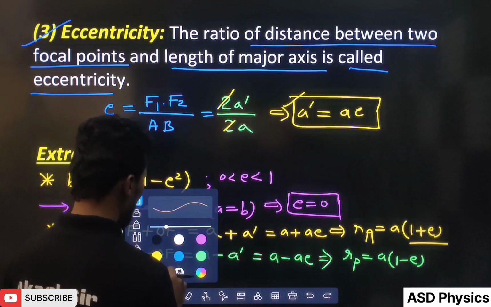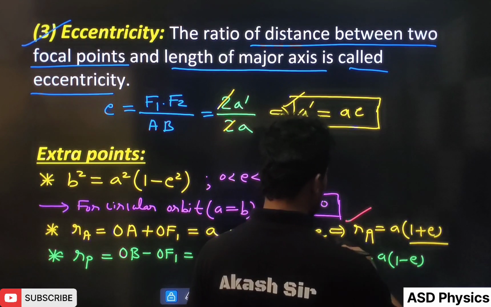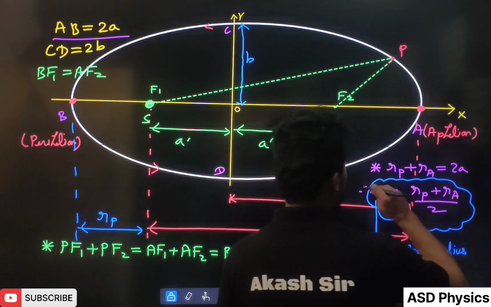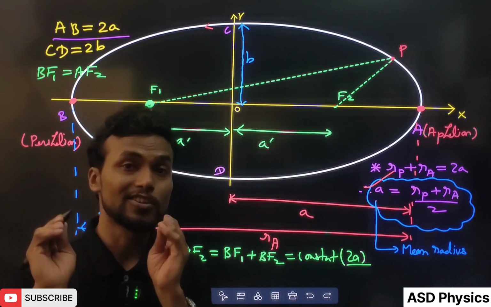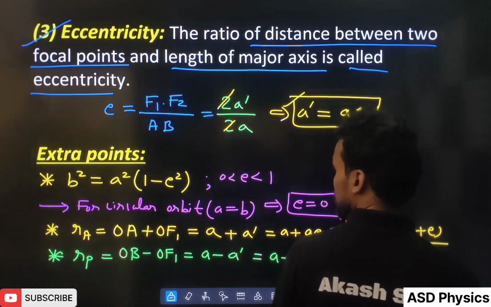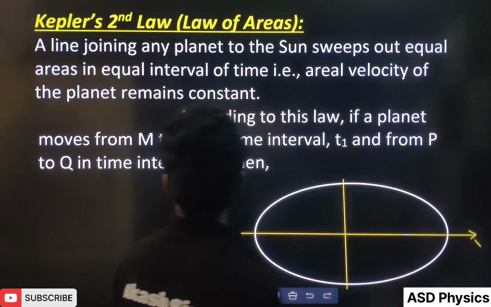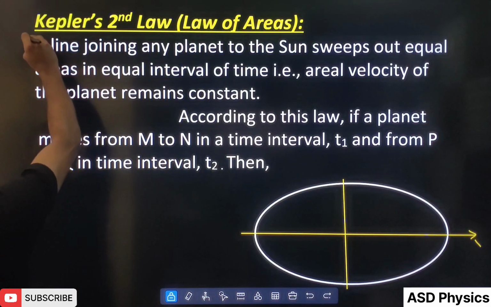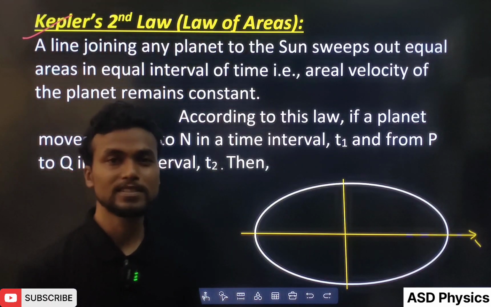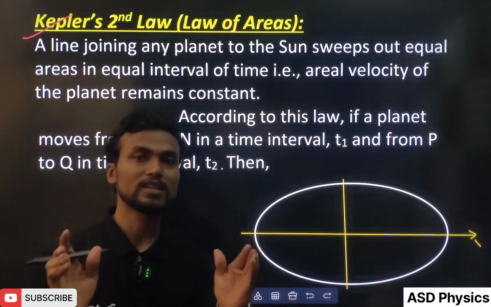Okay, students, all these things you have to remember: RA you have to remember, RP you have to remember, and backside this A also you have to remember to understand this law in a very easy way. All these things are very clear. Next, now we are going to learn about Kepler's second law, after learning all the basics of the ellipse.